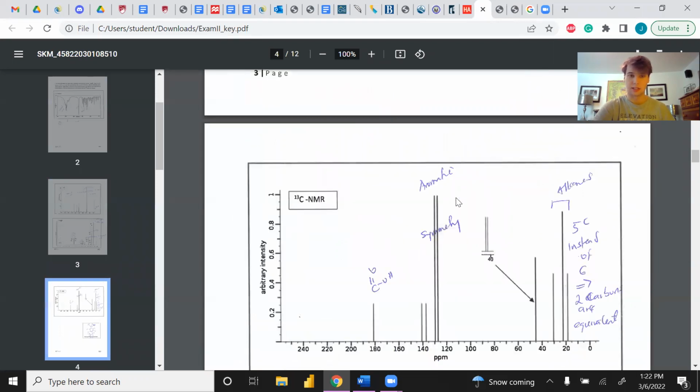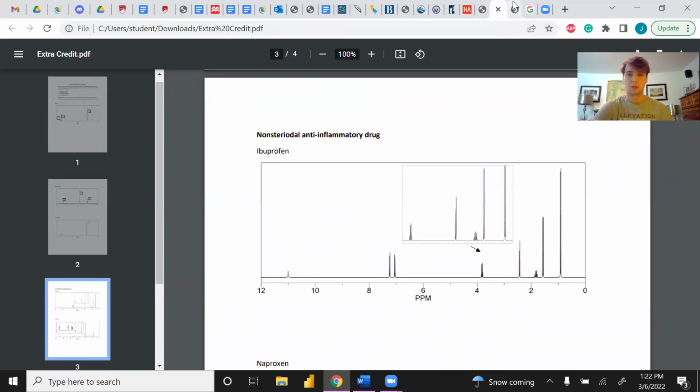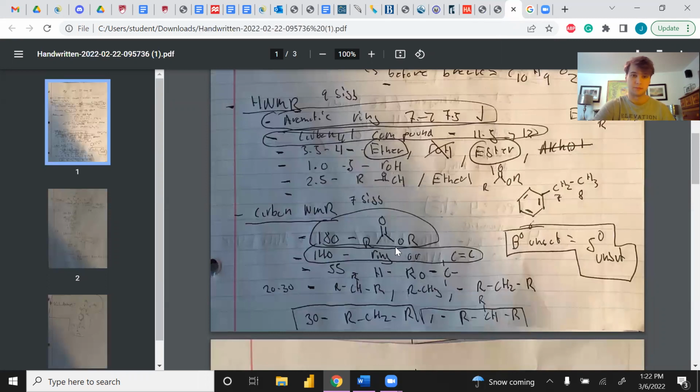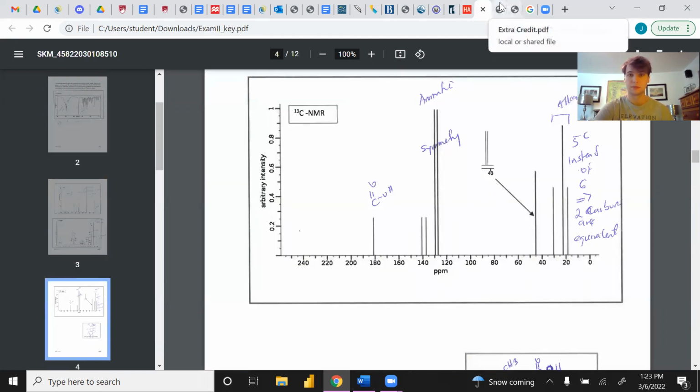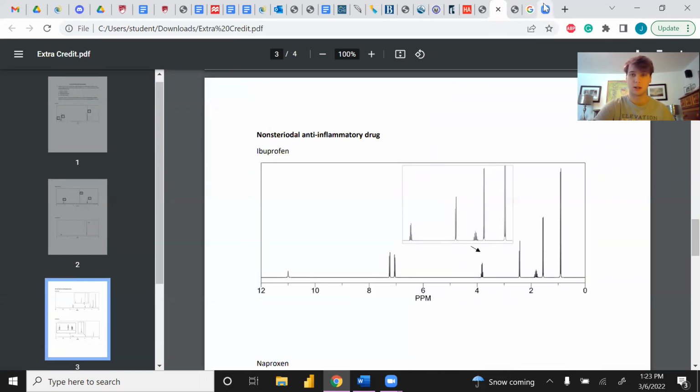HNMR is what we just looked at, and then finally the carbon NMR, which we dove into a little bit in here. Again, 180 points to a carboxylic acid group, not an aldehyde, but we also have evidence towards ring compounds, calculate the degree of unsaturation, and we know we have CH2 bonds next to each other and CH3 bonds on the end, which gave us this structure that I ended up with. So just a little bit different, but definitely learn from my mistakes.